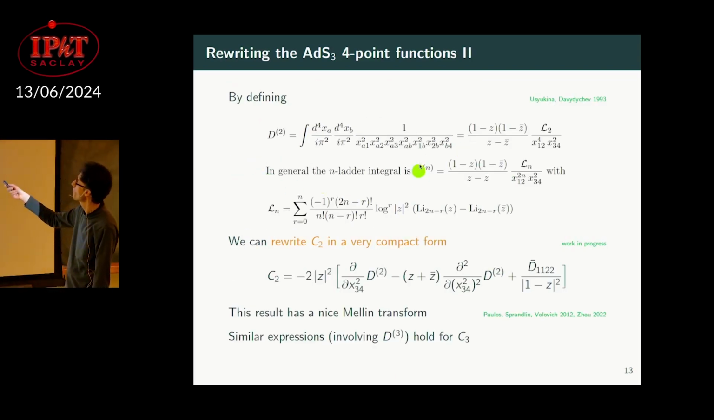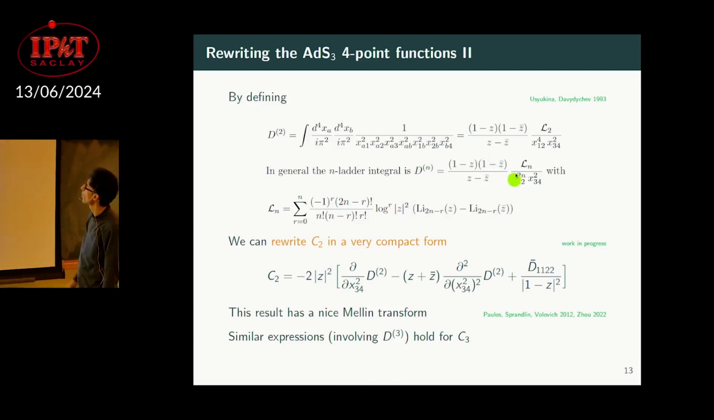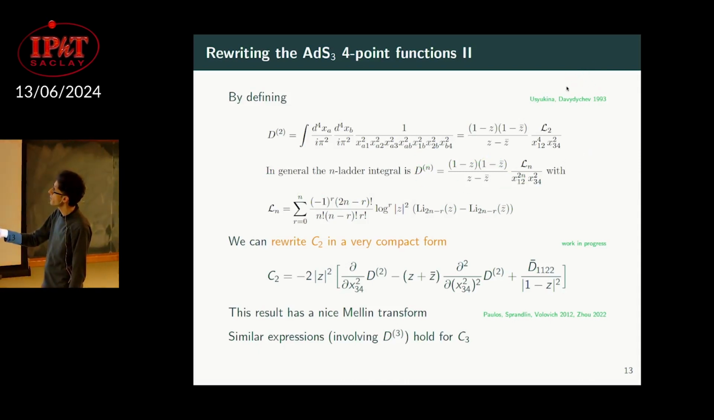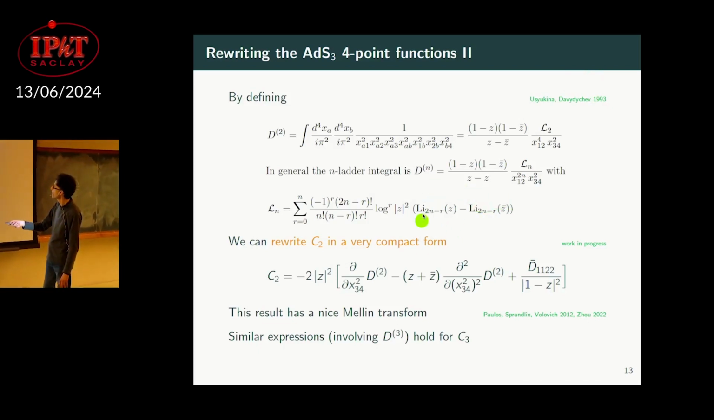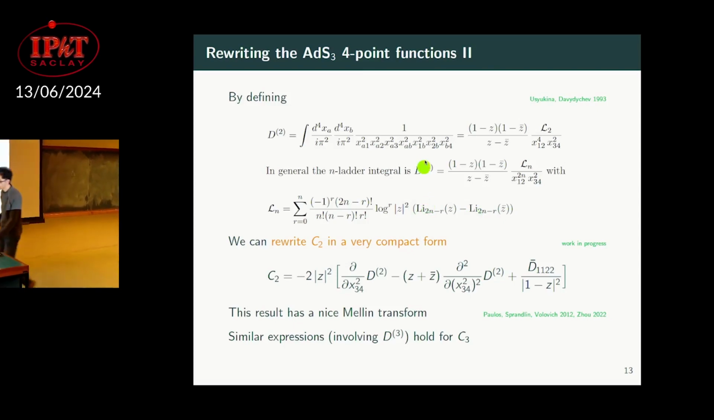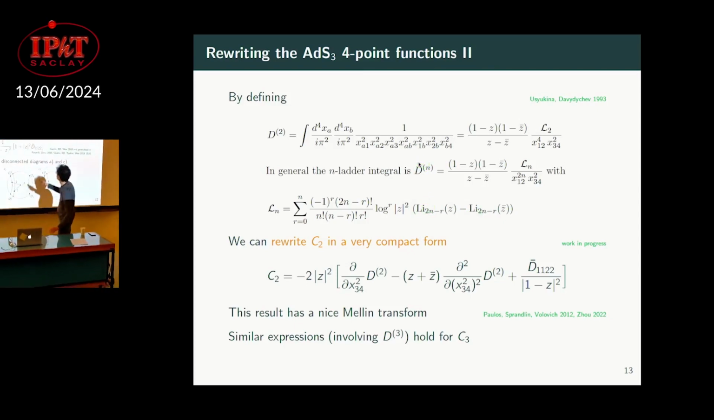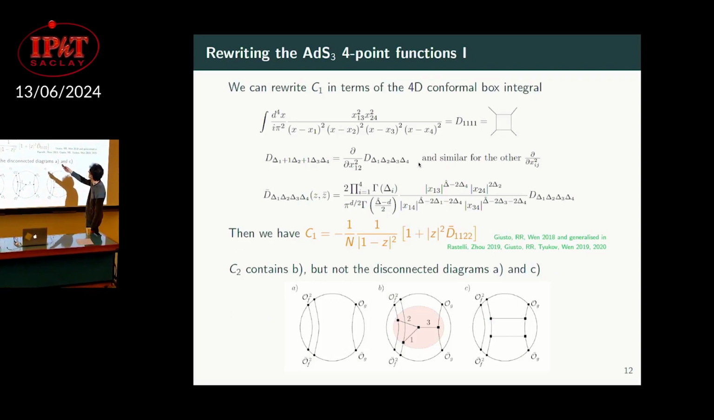And the answer for this conformal integral was calculated long ago, and is written in terms of polylogarithm. These are called the ladder function. And then you can say, okay, let me define something very similar to this, but now with the two-loop ladder integral, and then define derivatives of these two-loop ladder integrals, which are those that give this 1122, right?